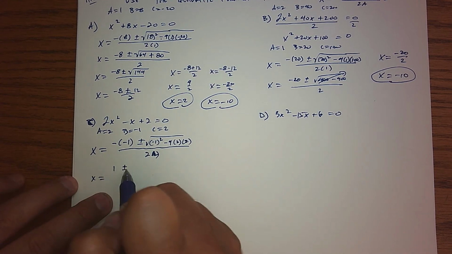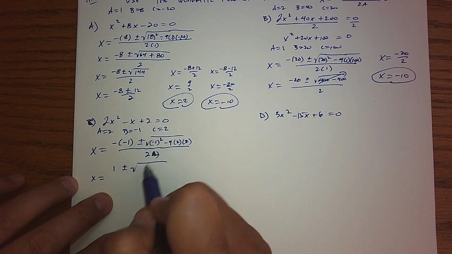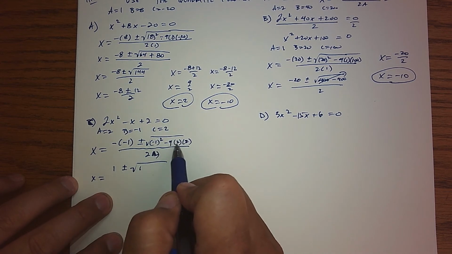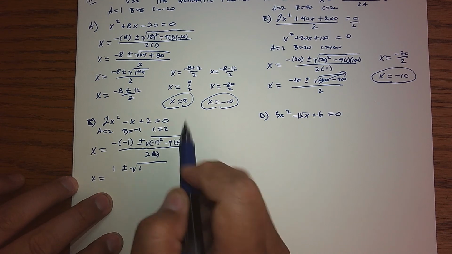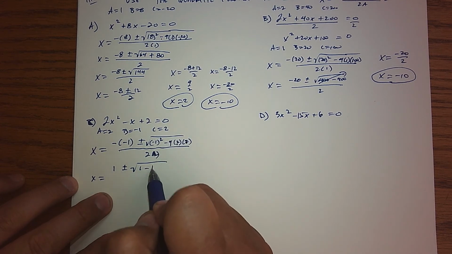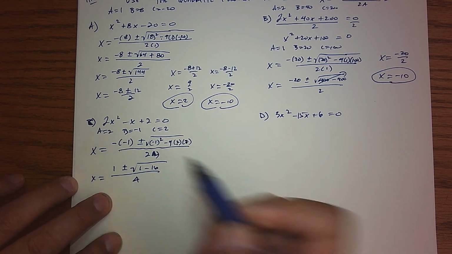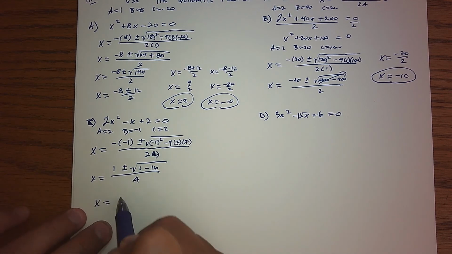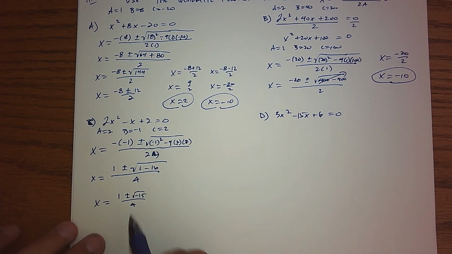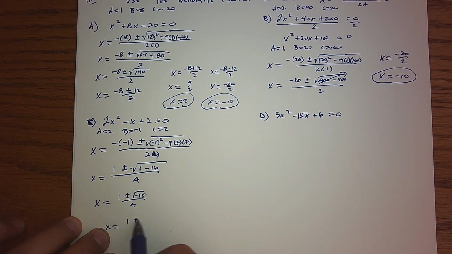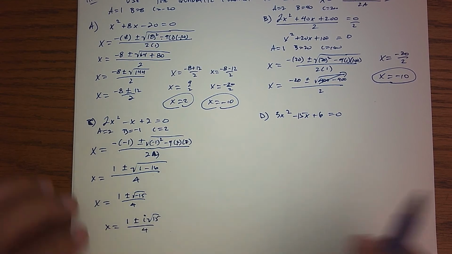So we have 1 plus or minus, well, negative 1 squared is 1. 4 times 2 is 8, and 8 times another 2 is 16. So we end up with negative 16 all over 4. And so this now becomes x equals 1 plus or minus the square root of negative 15 all over 4. And one last cleanup here. This is x equals 1 plus or minus i square root of 15 over 4.